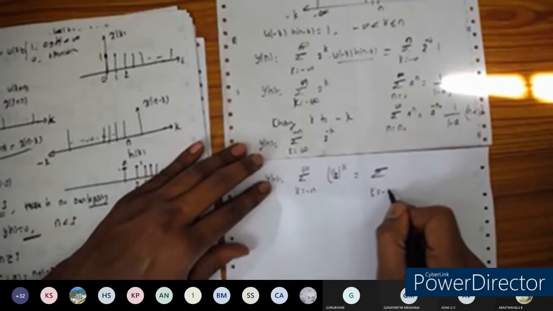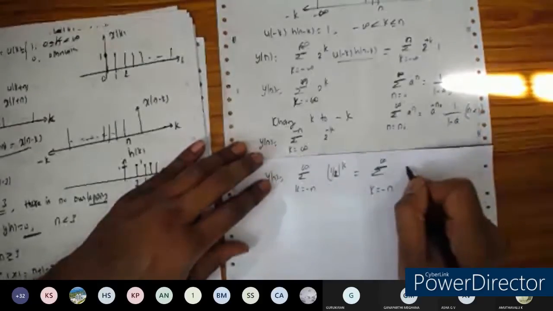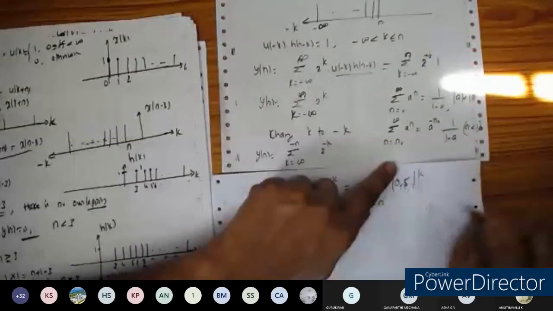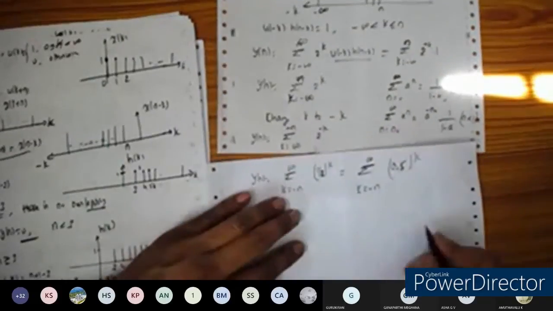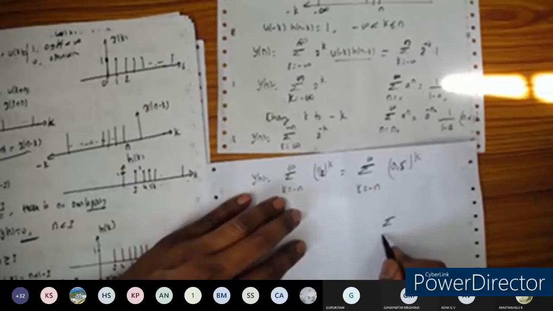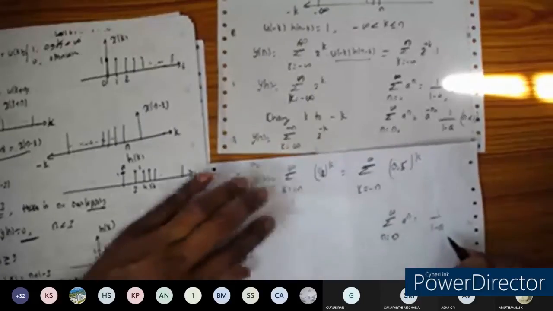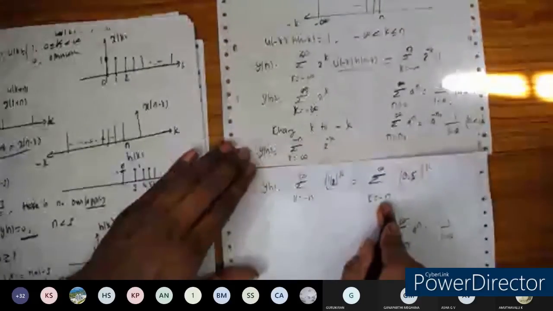Summation k equals minus n up to infinity of 0.5 to the power of k. If you do not remember the formula, assume that we have the formula: summation n equals 0 to infinity of a to the power of n is equal to 1 by 1 minus a. Let us convert this into a similar form.